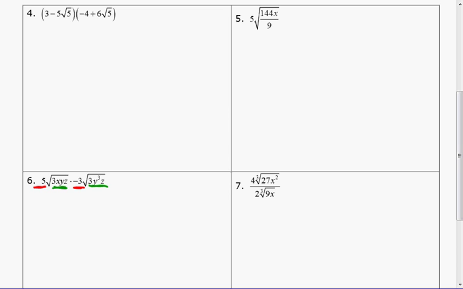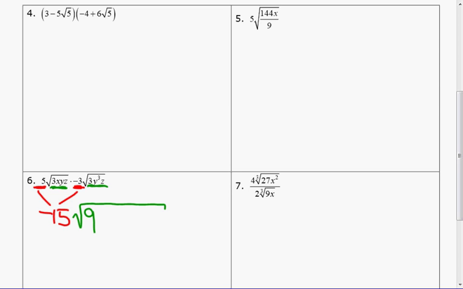So we have this 5 that's outside. We have this negative 3 that's outside. We'll multiply those two, and we're going to get a negative 15. Okay. Now, we're going to multiply the terms inside the radical, and they're going to stay inside the radical. So we have a 3. We'll multiply with the other number here that's also a 3. So 3 times 3 is 9.